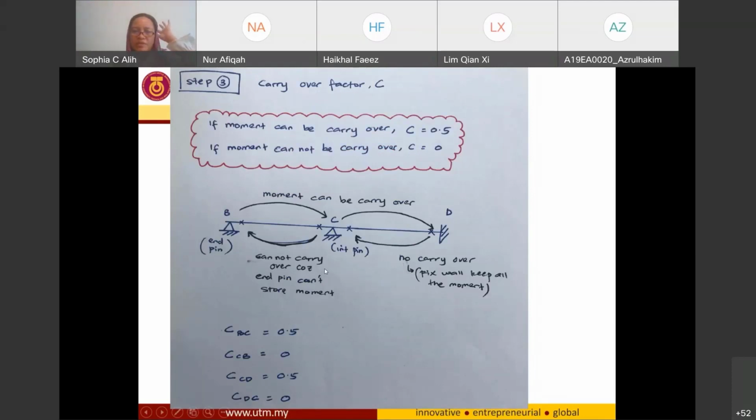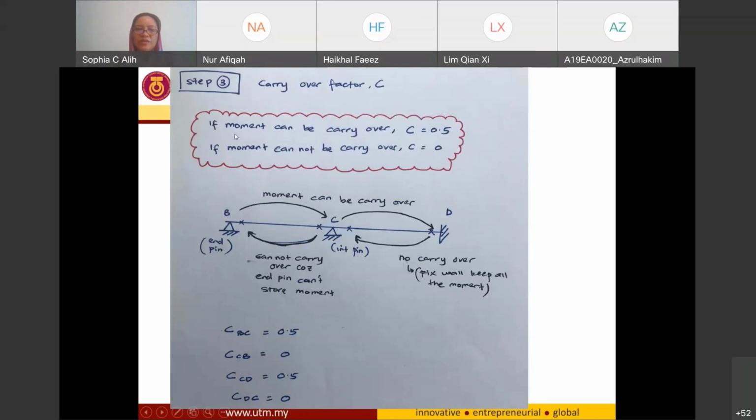Now in step 3, there is also no calculation. You just have to remember only two values. Carryover factor is either going to be 0.5 or it's going to be equal to 0. What is the difference between the 0.5 or 0?